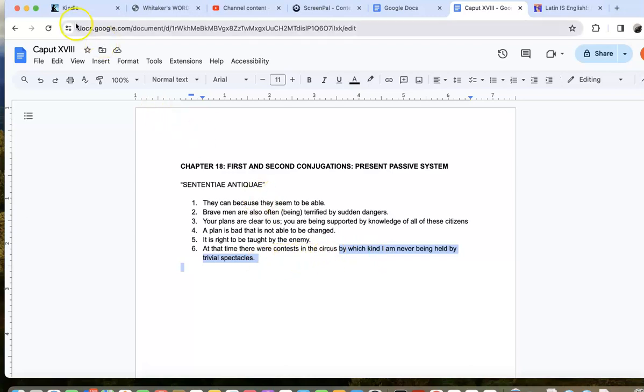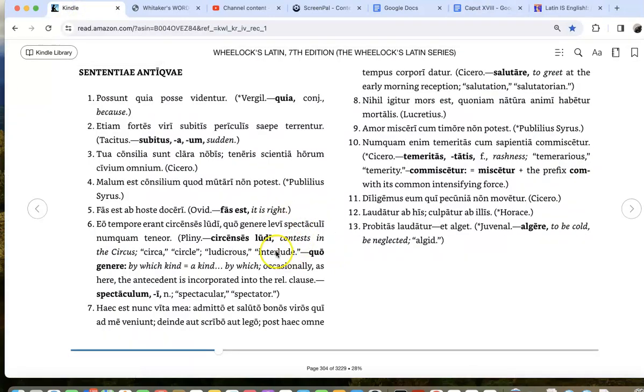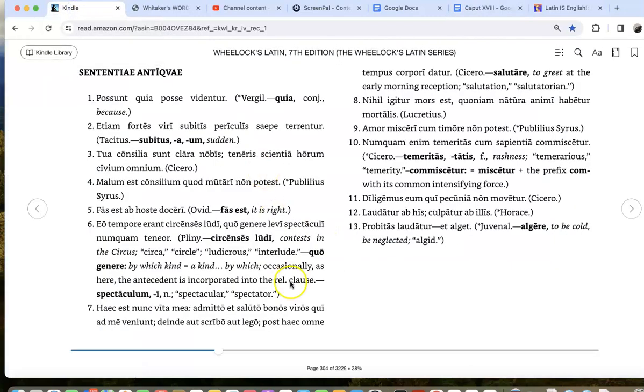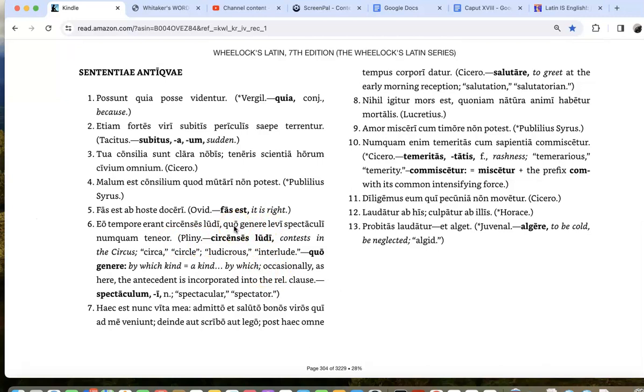But the Latin grammar makes it a little bit trickier to translate. Again, if you were translating this and publishing it, you would do something like that. At that time, there were contests in the circus that I found trivial to watch. I mean, you could even write that as your translation, but then that begs the question, how did you know that without simply just adopting my suggestion? Because quo genere does mean by which kind, or a kind by which.